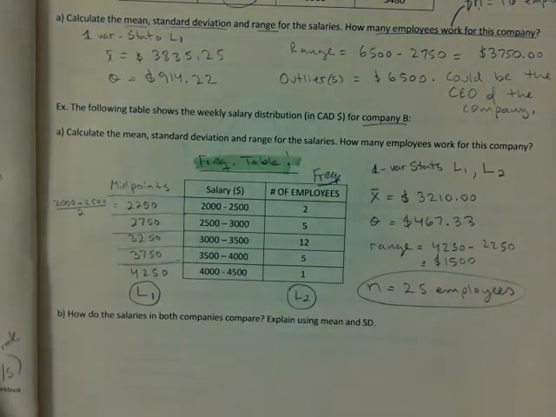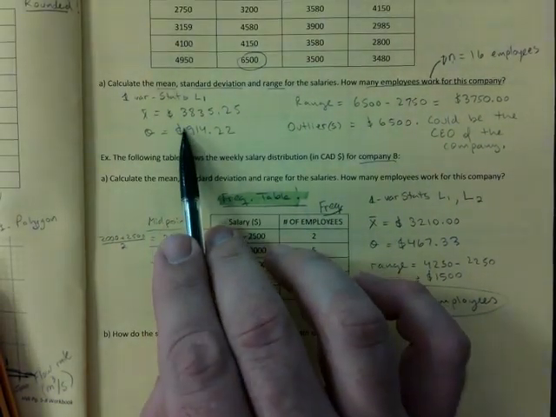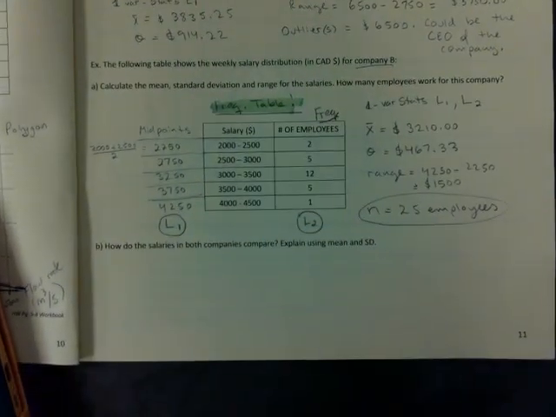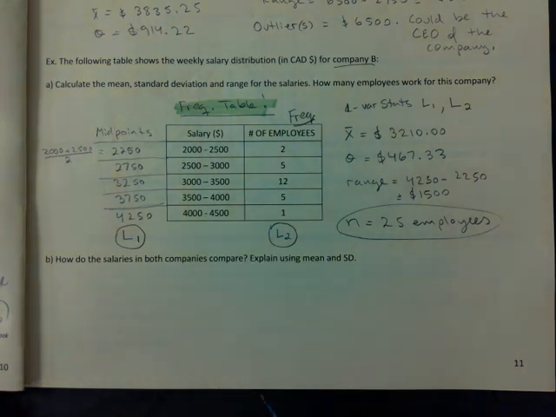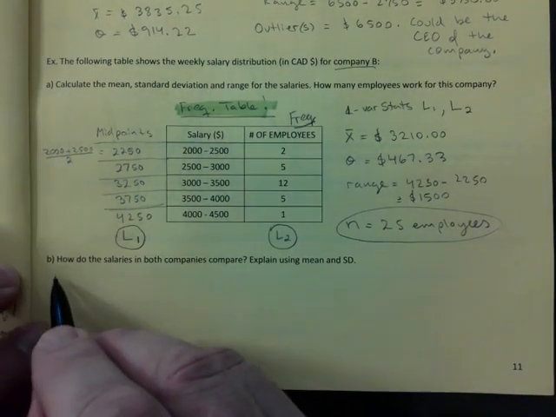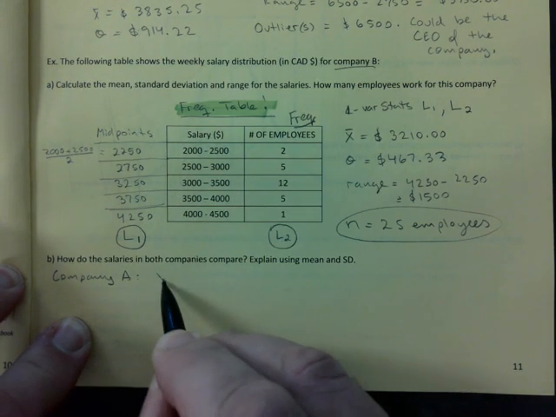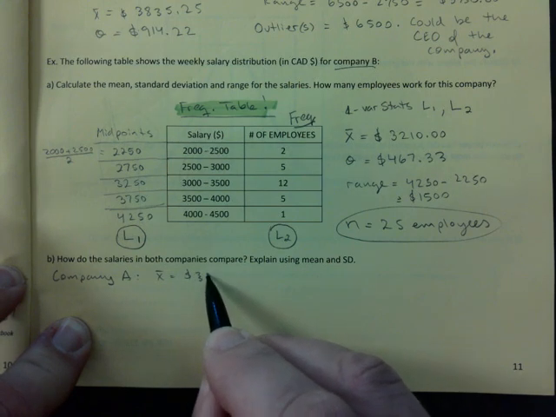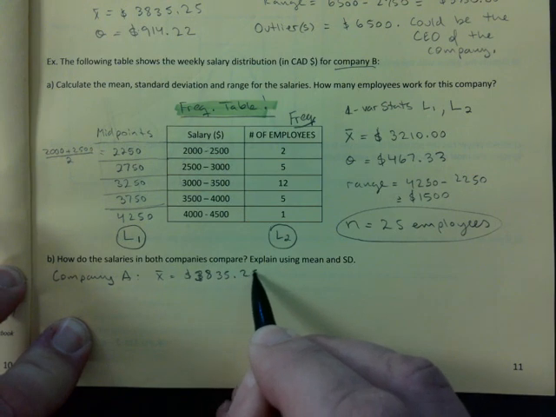Good question. Okay, so now that we have the mean and standard deviation for both companies, we can compare them. So let's do that here. Now I'll kind of guide you through that. Let's put them side by side. Company A has a mean of 38, 35, 25.